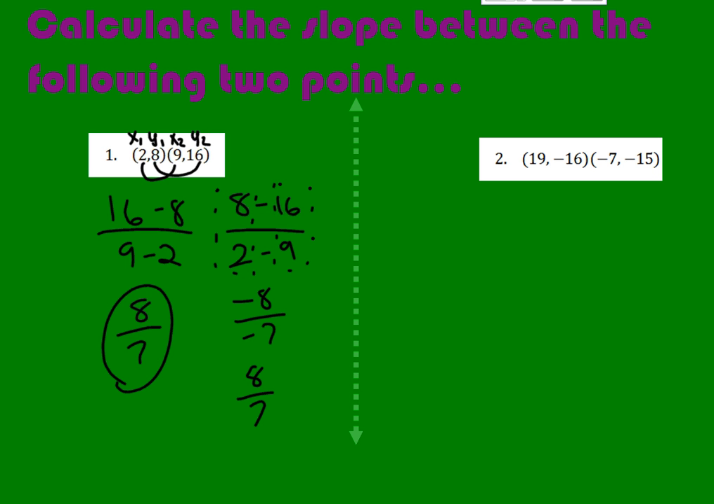Likewise, here for number 2, if I take negative 16 minus negative 15, careful with that, 19 minus negative 7, that's fine. Okay, I can say, you know what, this is x2, y2, this is going to be x1, y1. That's fine, but remember, 19 and 16 are the same point, 15 and 7 are in the same coordinate, the same point. So negative 16 minus negative 15 is negative 1. 19 minus a negative 7 is going to be 26. So there's my slope.